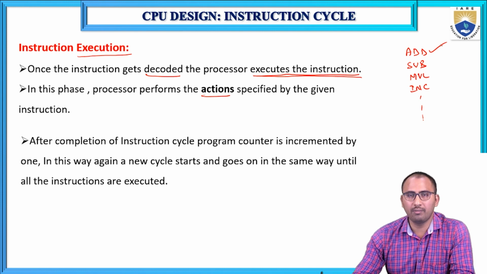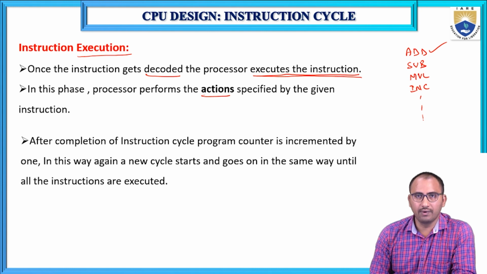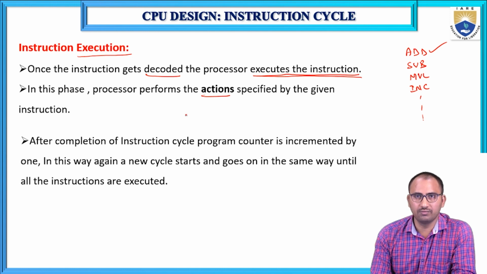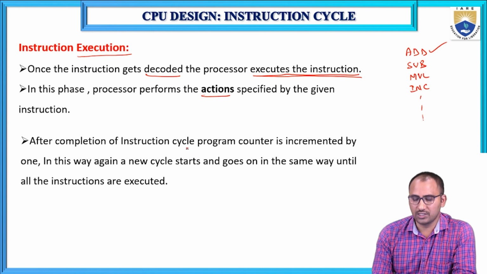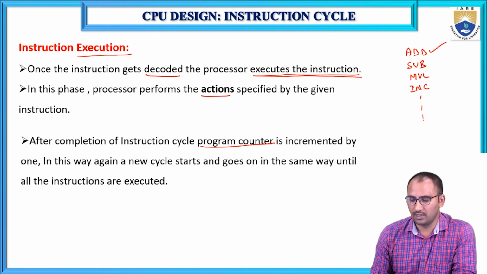It needs to perform the addition operation. So in the execution phase, it will perform those actions: addition, multiplication, increment, decrement, clear. All those operations will be performed during the execution phase. After completion of the instruction cycle, the program counter is incremented by 1. We have already seen this previously.